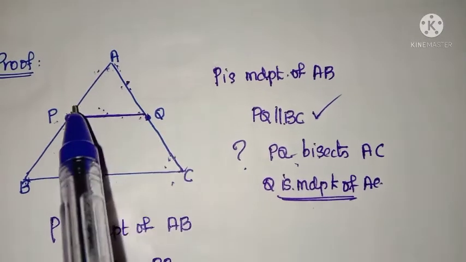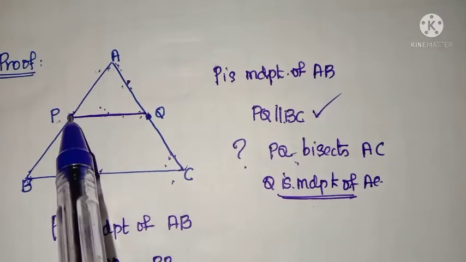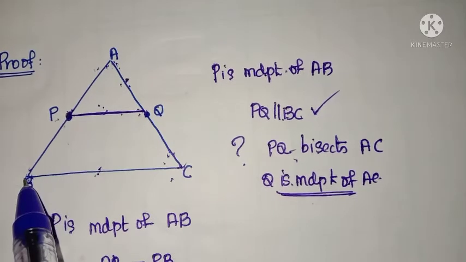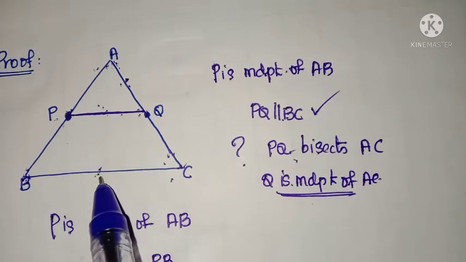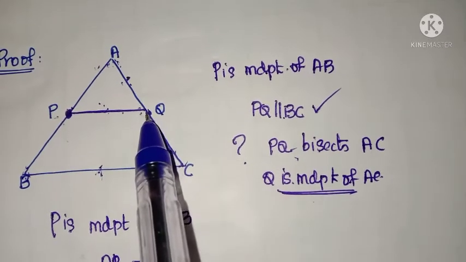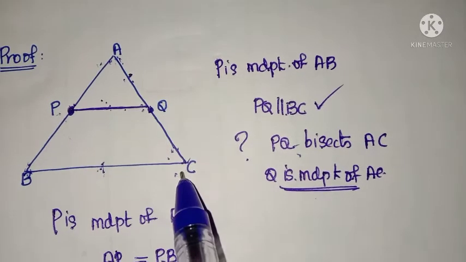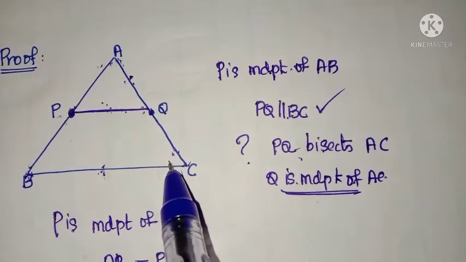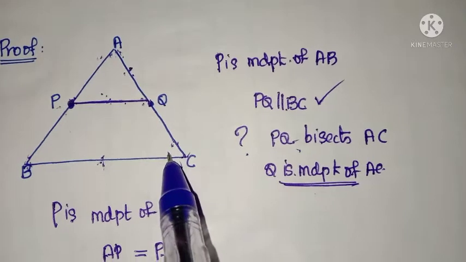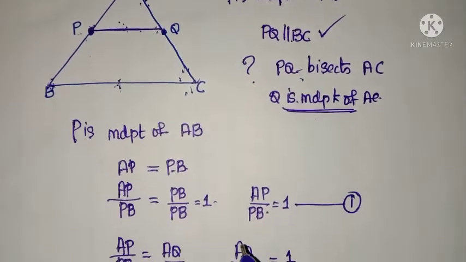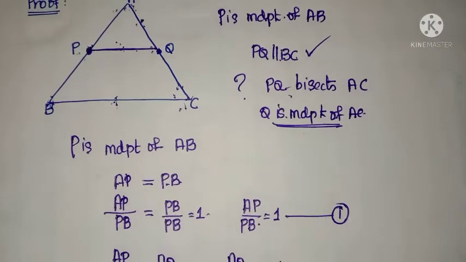Okay. So a line drawn through the midpoint of one side of a triangle and parallel to another side bisects the third side. We proved the theorem by BPT, Basic Proportionality Theorem.